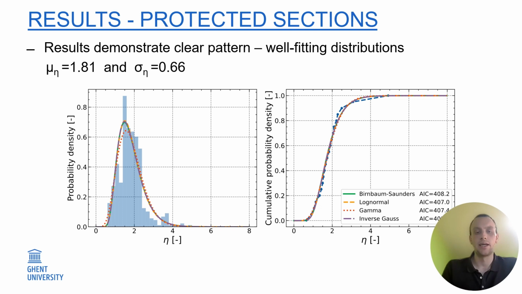We really have a peak, and if we try fitting distributions onto this, we get very good agreement. The mean of this data set is 1.81, the standard deviation is 0.66, and if you look at the AIC, the Akaike information criterion, which is a relative measure for how well a distribution fits, we can see that the distributions that we tried fitting on there, and we actually tried fitting more than these, but these are really the best fitting ones, are actually very close to each other.